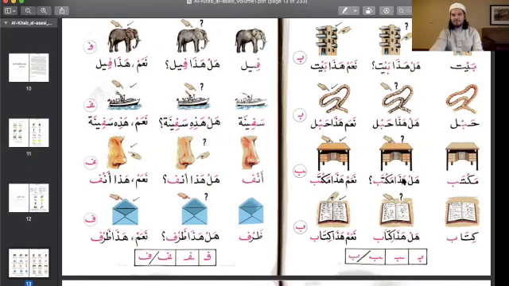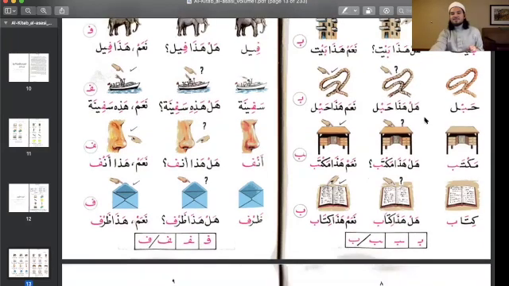مكتب. هل هذا مكتب؟ نعم، هذا مكتب. So a maktab is a desk, correct. And habl? Rope. Yes. So we know from the Quran, وَاعْتَصِمُوا بِحَبْلِ اللَّهِ جَمِيعًا. So hold on to the rope of Allah altogether.